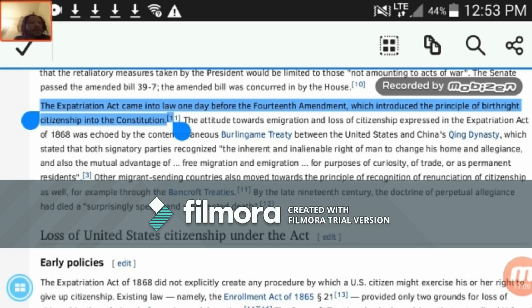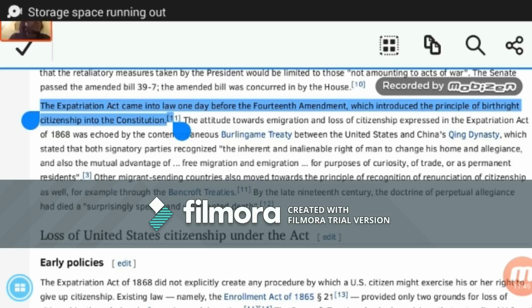See, emancipation doesn't necessarily mean freeing oneself. It means to transfer property, and I'm going to show that next. But I want to read this real quick. The Expatriation Act came into law one day before the 14th Amendment, which introduced the principle of birthright citizenship into the Constitution. So before the 14th Amendment, there was no birthright citizenship in this country. You had to be naturalized, or you had to be a free white person.